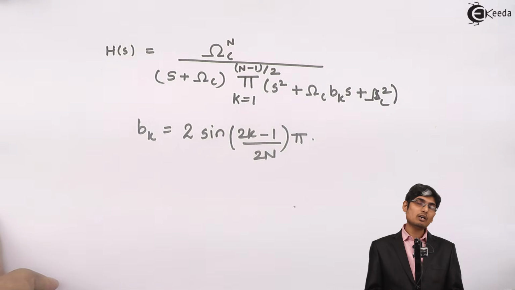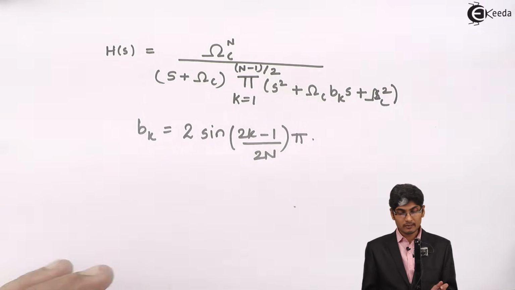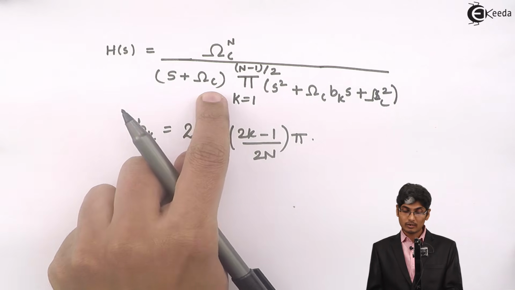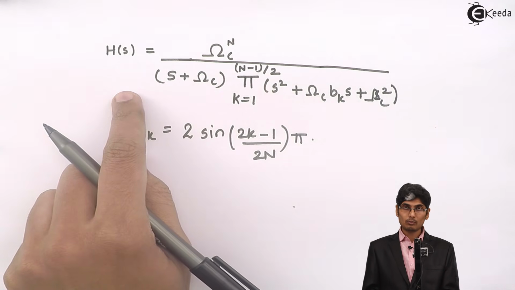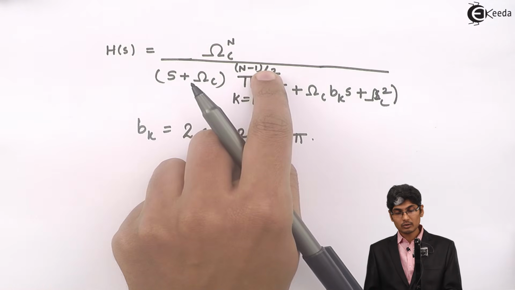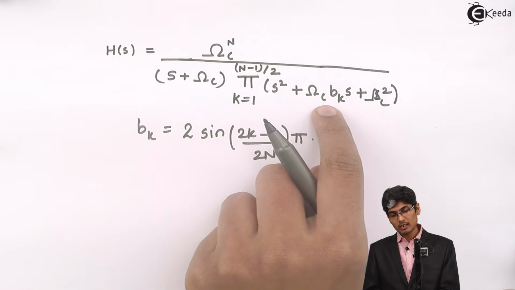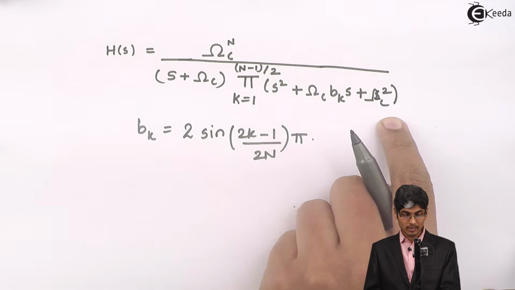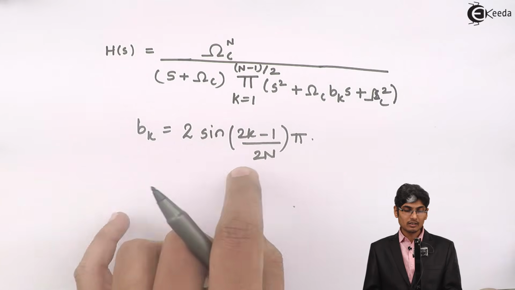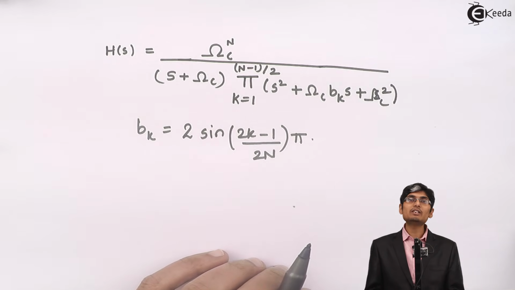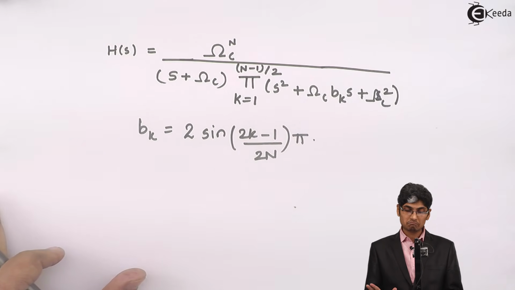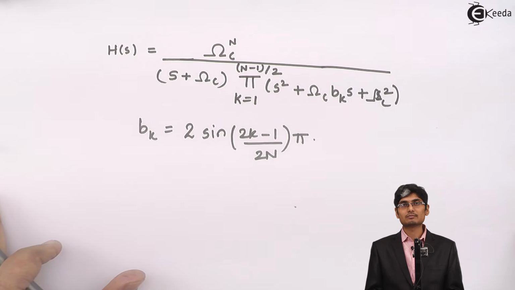Here the filter was odd, so the transfer function that you will write is omega c raised to n, the whole divided by s plus omega c, one pole has gone, remaining 4 poles, with k from 1 to n minus 1 by 2 of s square plus omega c bk s plus omega c square, where the bk's are given with this factor. That is the only change you have to consider when you design a filter with decibel units. Thank you.